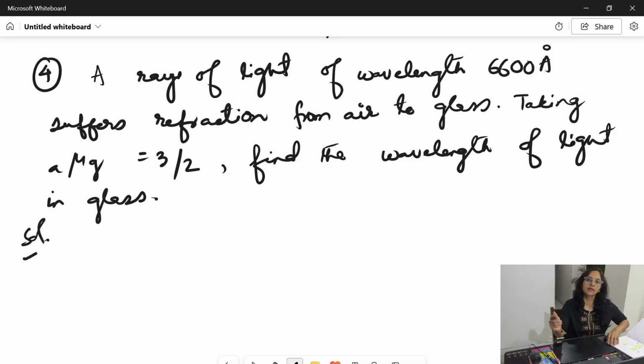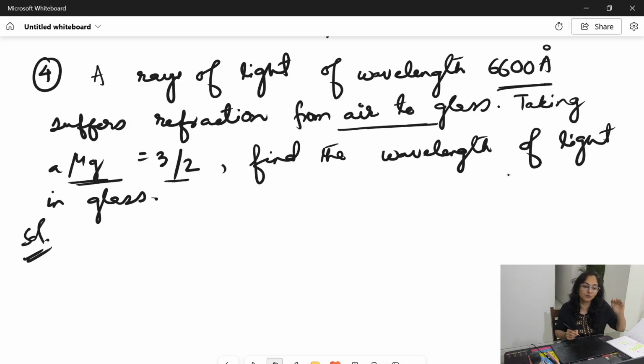Let's see another question that normally comes from this chapter. Now let's have a look at this question. A ray of light whose wavelength is 6600 angstrom suffers refraction from air to glass. So the ray of light is coming from air to glass. They have given us the refractive index of glass as 3 upon 2, and we have to find out the wavelength of light in the glass. When the ray of light goes from air to glass, the wavelength changes, we know. What is the wavelength when it is in the glass? We have to find that. Let's see how to do it.